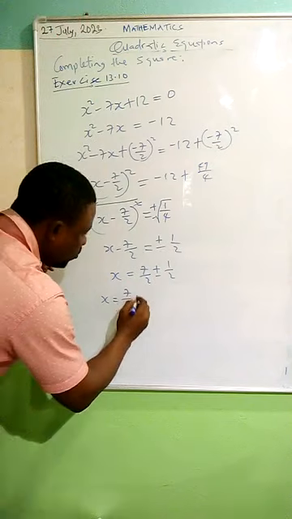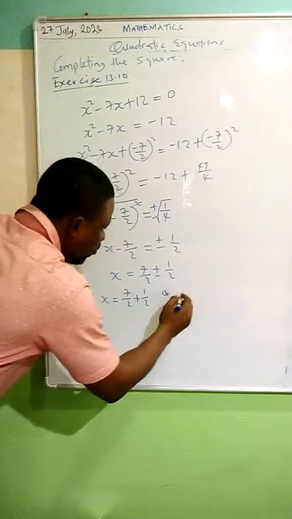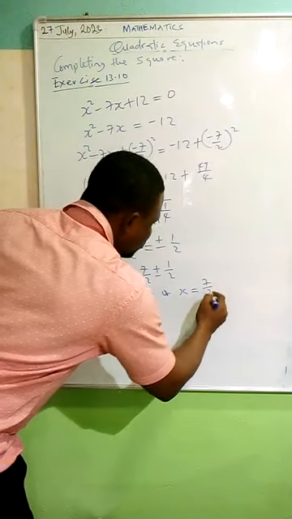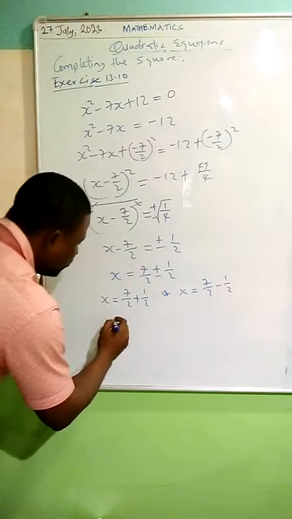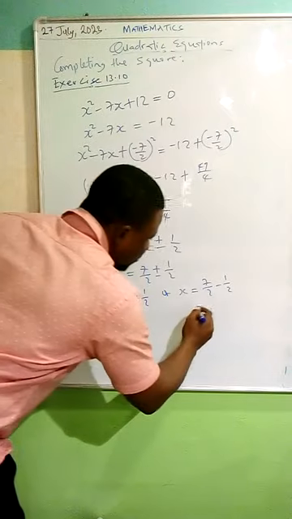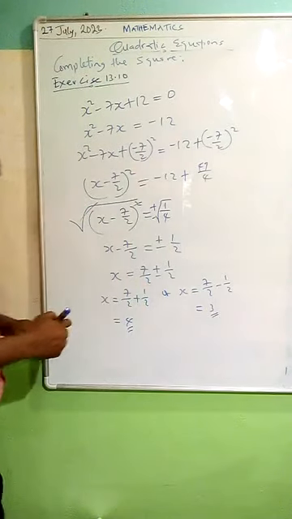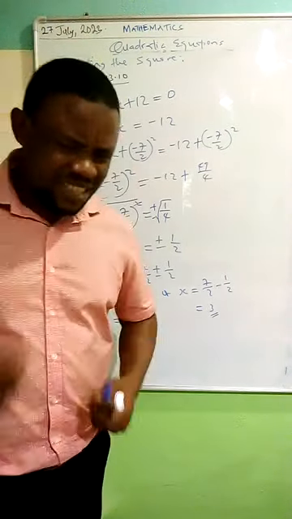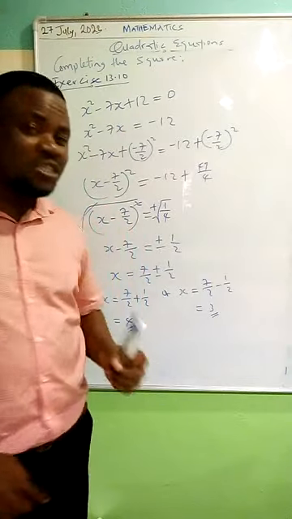7 over 2 plus 1 over 2, or x is equal to 7 over 2 minus 1 over 2. If I resolve this, I'll get 4. If I resolve this, I'll get 3, which is similar to what we had in the first place. Is that okay? Practice again and again. Remember that, right? Please. Thank you.